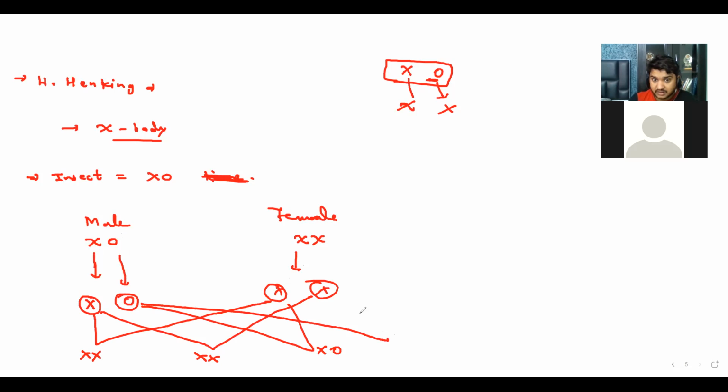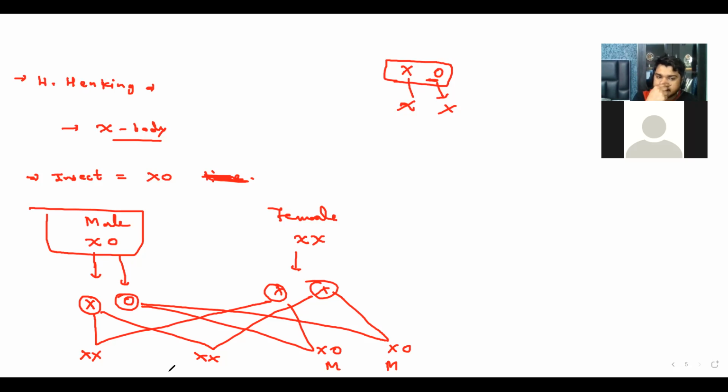O means there is no chromosome there. Actually, there is no identification on the chromosome. The male has the chromosome, but it has no identification, that's why we are giving this O.